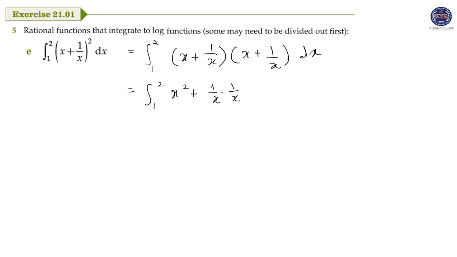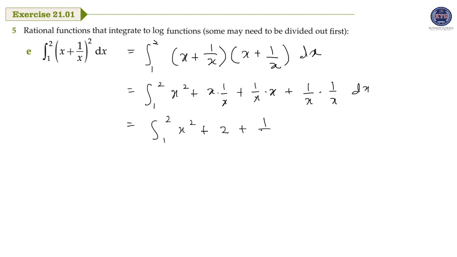Sorry, silap, which is x multiply with x plus 1 over x times x plus 1 over x times 1 over x dx. Simplify further, you akan dapat x squared plus 2 plus 1 over x squared dx. Simplify lagi, you akan dapat sini 1 to 2, x squared plus 2 plus x power of negative 2.